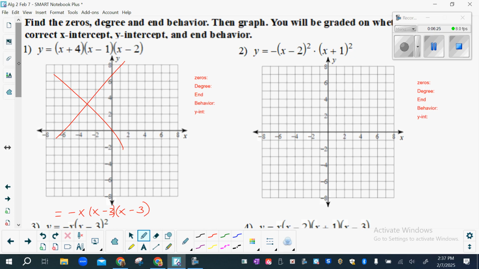Good. You said 2, 2, -1, -1. So what is my degree? That same group over there. What's my degree? 4, that's right. So I have the degree that is this group here, even or odd? Even. And so is my A positive or negative? Negative. So what's the end behavior? Left. Up.